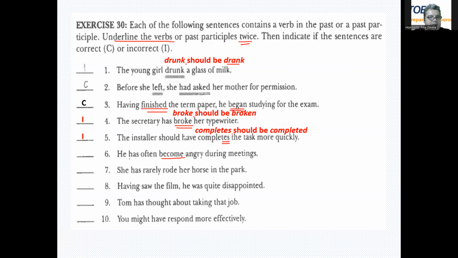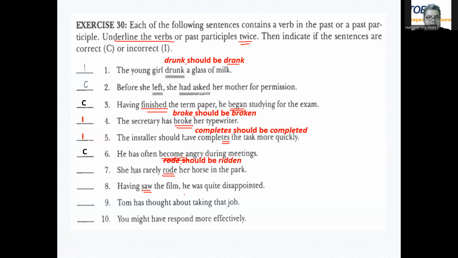Okay, we got become. He has become angry during meetings. Fine. Yeah, present perfect. He has become. She has rarely rode her horse in the park. Right, the auxiliary has, so this should be in the past participle. Ridden. She has rarely ridden her horse in the park.